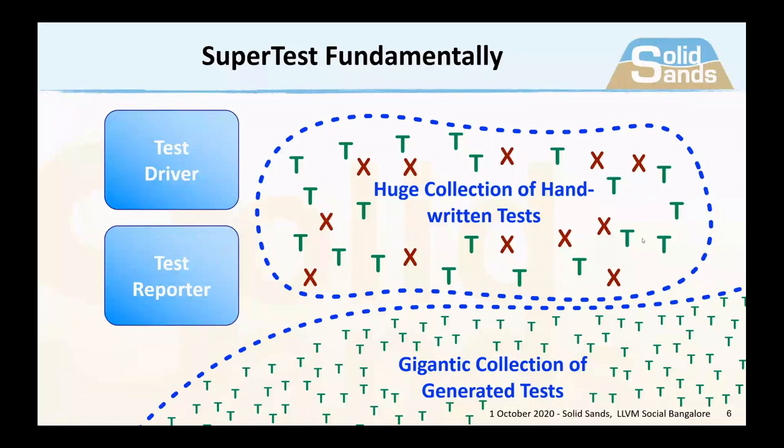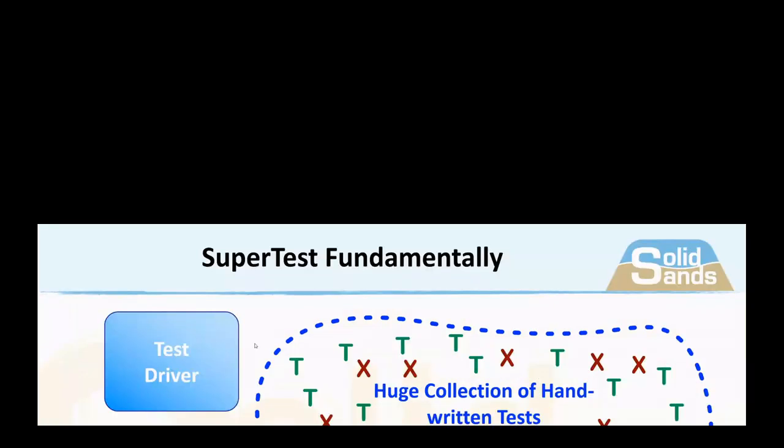All these tests are driven by our test driver. So the test driver automatically feeds programs to the compiler, then validates the output, and our test reporter shows an overview of the results, so which tests are passed and which tests are failed.